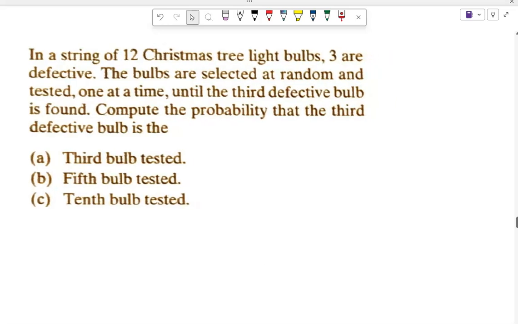This one doesn't quite look like conditional, but this is actually along the same lines of the question that Matt asked. Okay. So, got a string of 12 light bulbs. 3 are defective. You're going to pick a bulb, test it, see if it's defective. You're going to keep doing that until the third one is found.